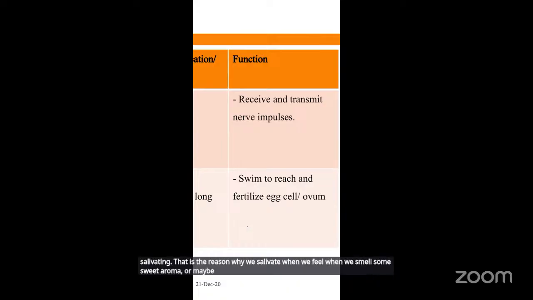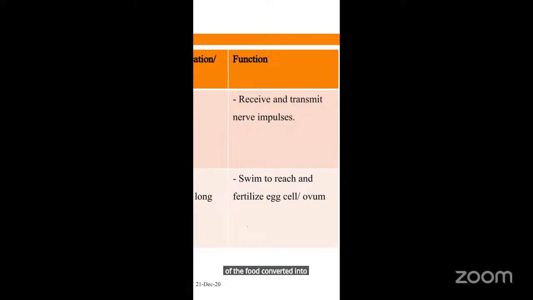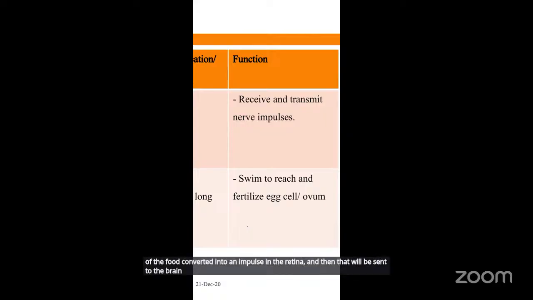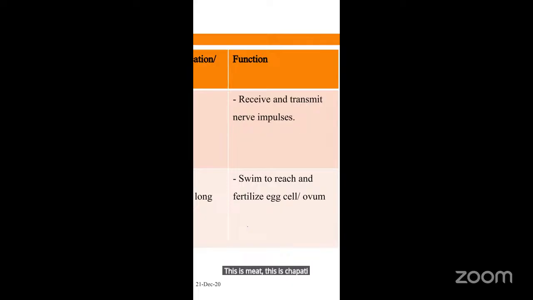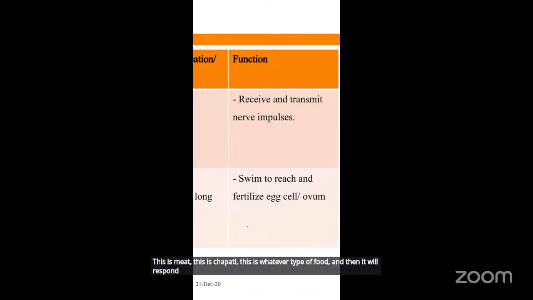or maybe when we see food. When you see food, the eyes will collect the impulse, which is now the vision of the food, converted into an impulse in the retina, and then that will be sent to the brain. The brain will interpret that and know this is meat, this is chapati, this is whatever type of food, and then it will respond by sending a signal to the salivary glands in the mouth to produce saliva, which will be preparing your mouth for digestion.